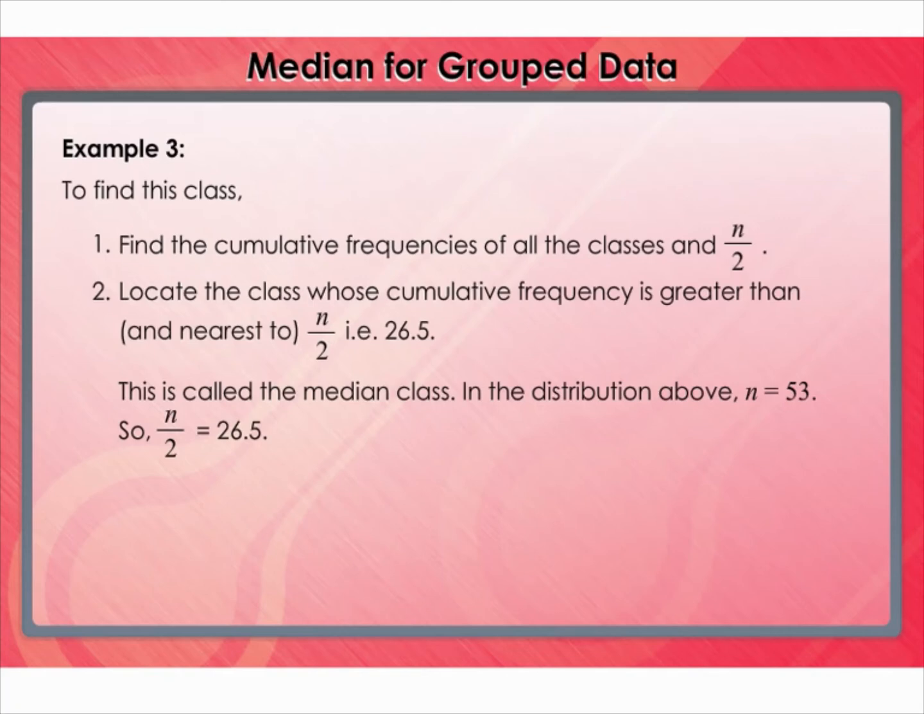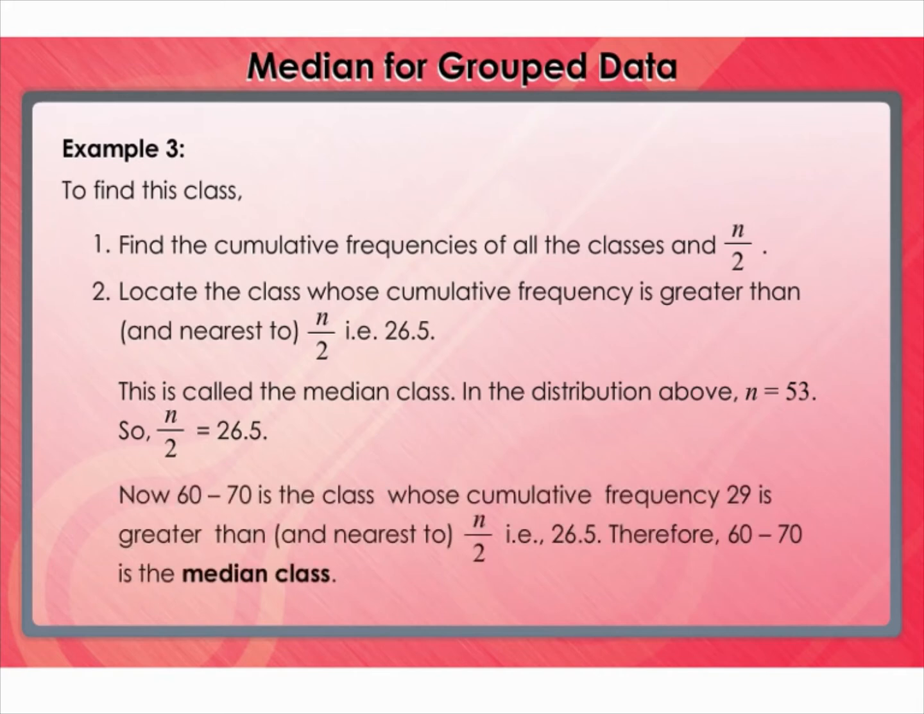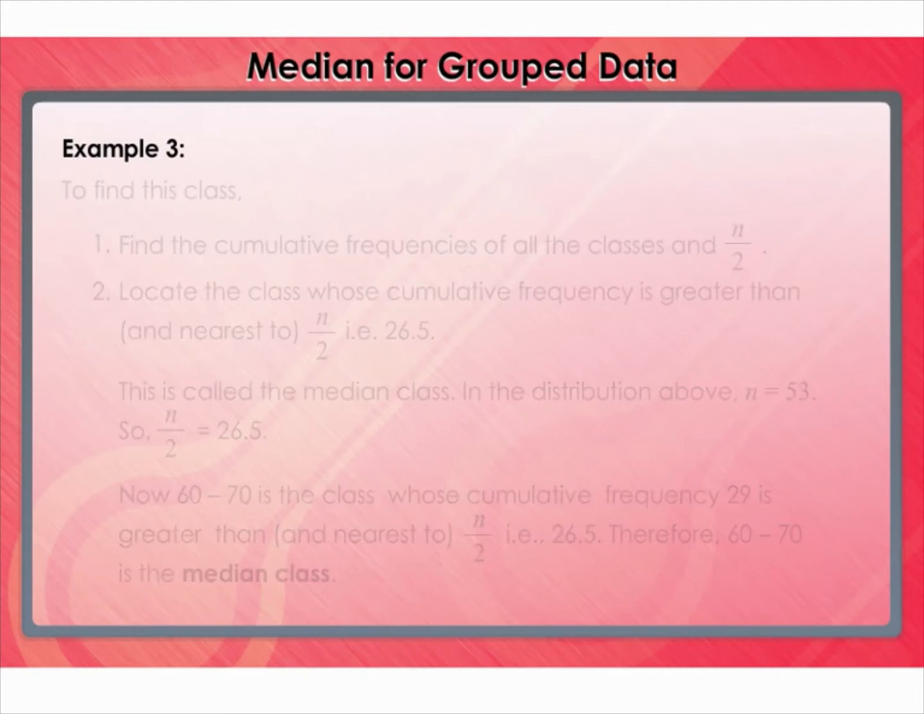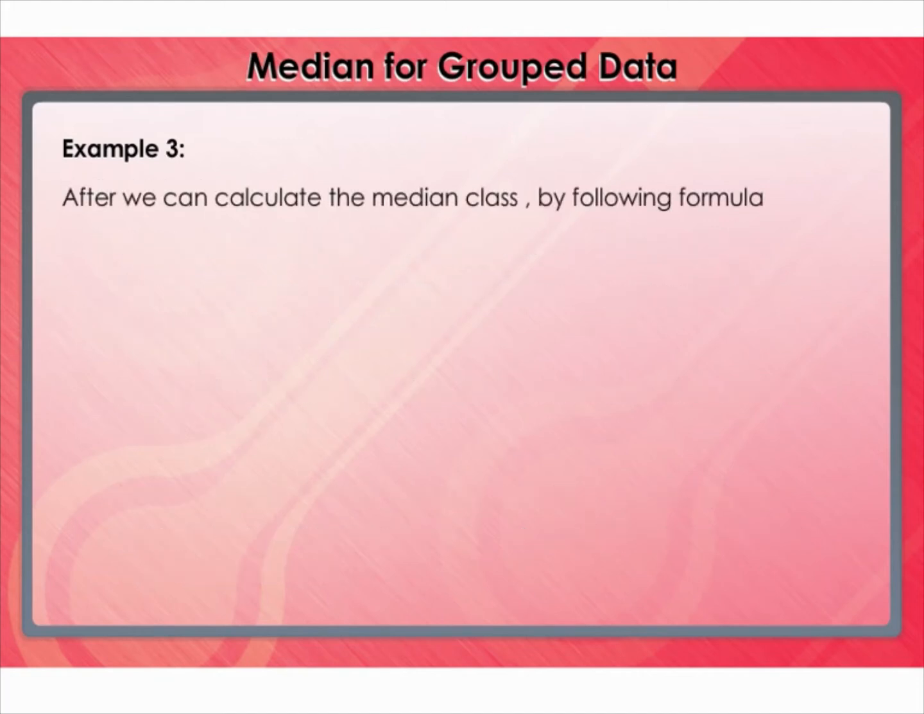In the distribution above, n is equal to 53. So n by 2 is equal to 26.5. Now 60 to 70 is the class whose cumulative frequency 29 is greater than and nearest to n by 2, that is 26.5. Therefore, 60 to 70 is the median class. After this, we calculate the median by the following formula.